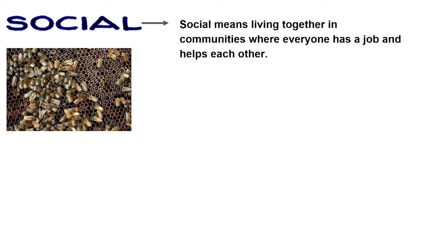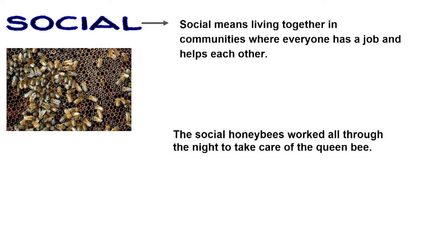Social means living together in communities where everyone has a job and helps each other. Here's a sentence using the word social. The social honeybees worked all through the night to take care of the queen bee. Do you see that picture of those bees? Look how many there are. It is definitely a large group, so they are very social.